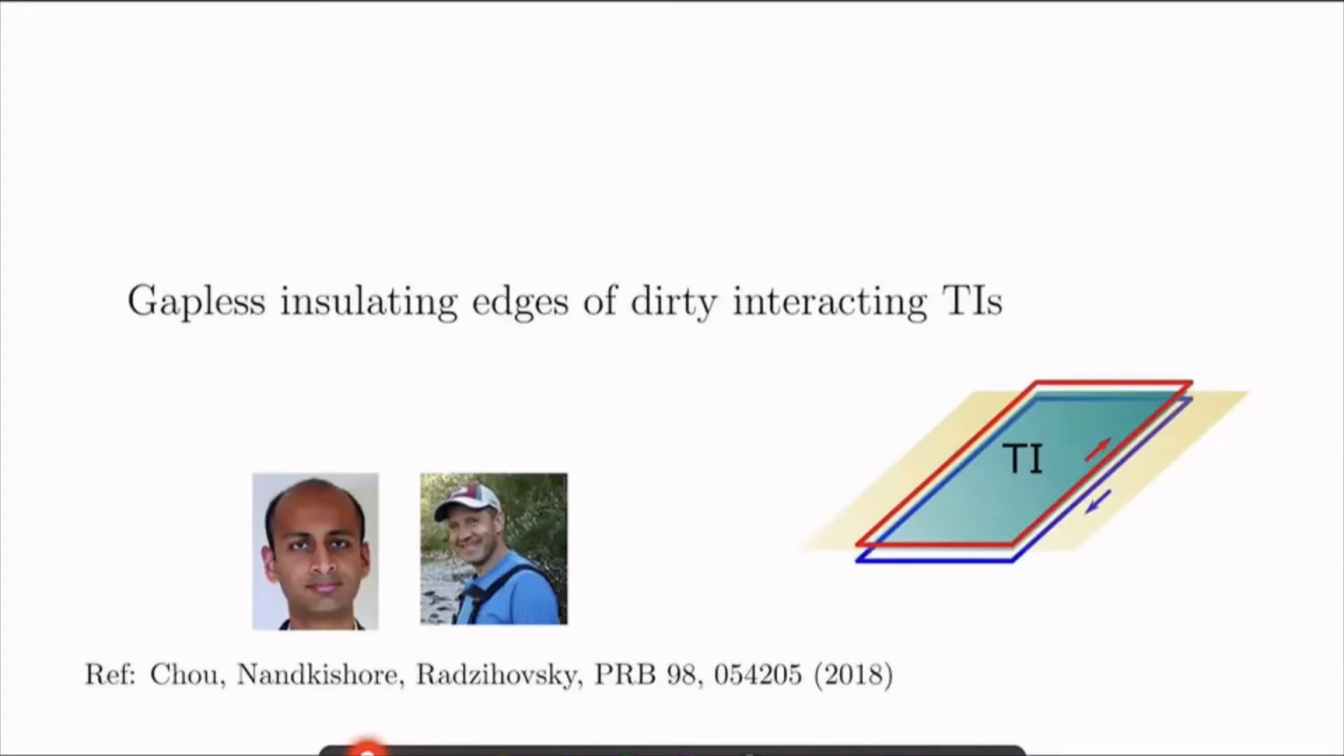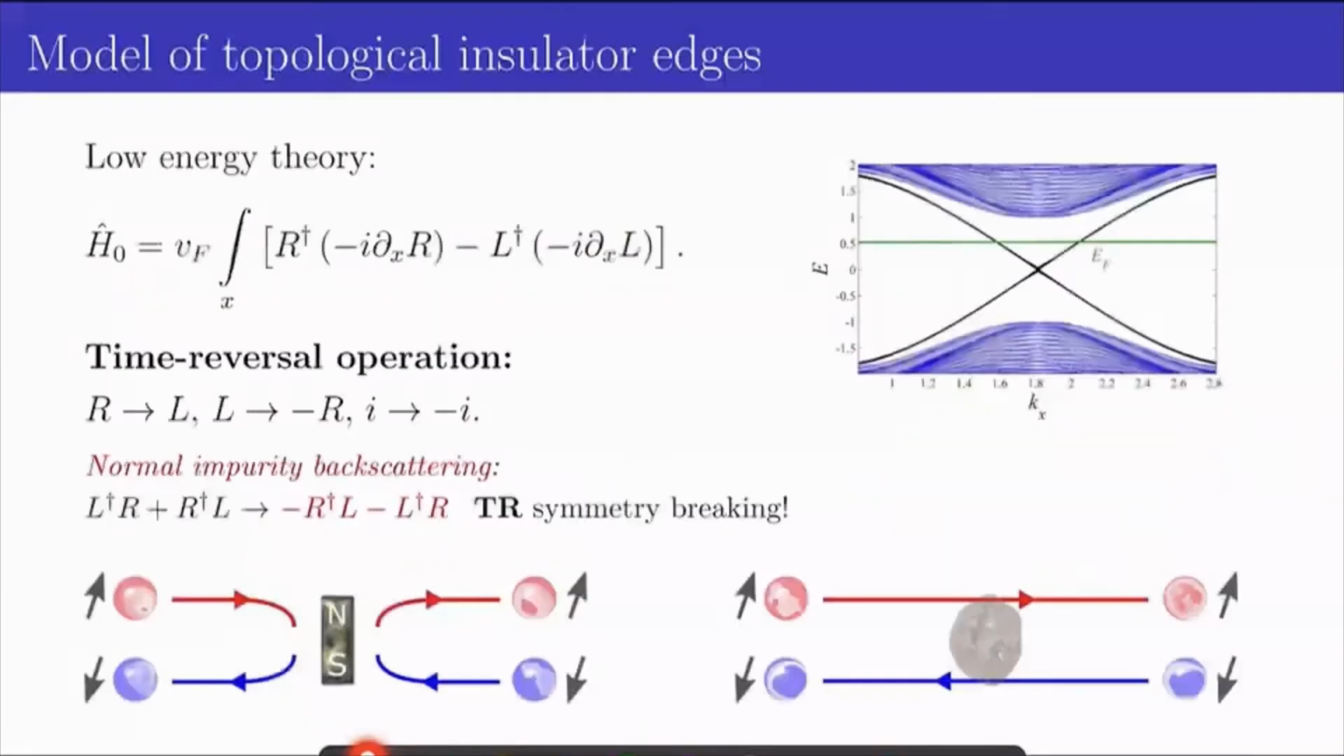As I mentioned, I want to focus on the helical edge state arising from the two-dimensional topological insulator with time reversal symmetry. The low energy theory of the topological insulator edge state is a one-dimensional massless Dirac equation. Importantly, the chemical potential of the system is not pinned to zero. There is freedom to vary the chemical potential as long as it's inside the bulk gap.